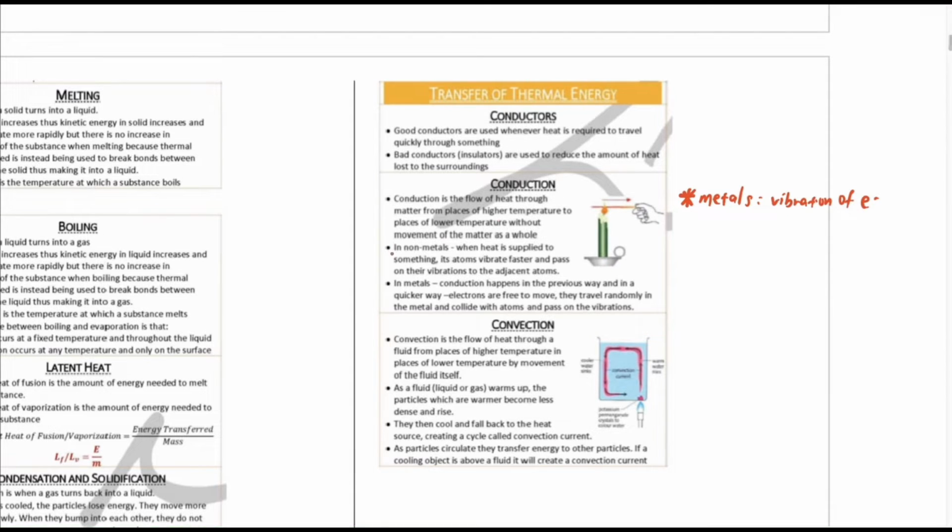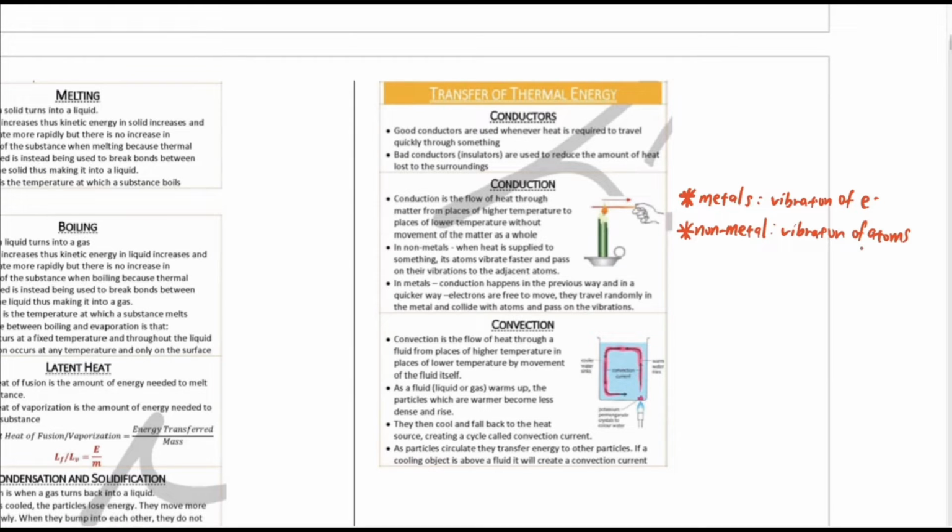So let's see non-metal. In non-metal, when heat is applied to something, its atoms vibrate faster and pass on their vibration to the adjacent atoms. So that means the main concept here for non-metal is the vibrations of atoms. Vibrations of atoms cause heat to transfer through conduction.